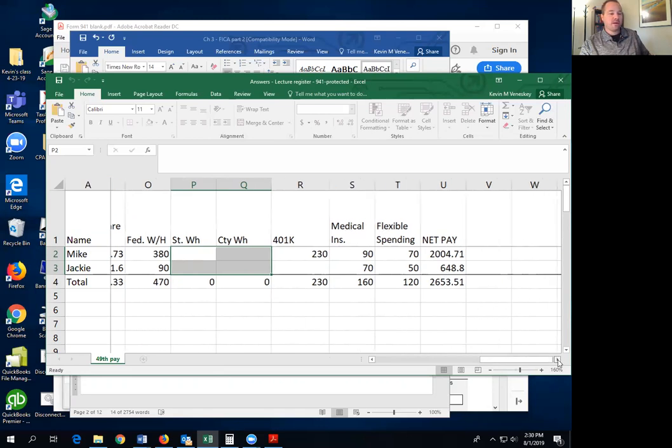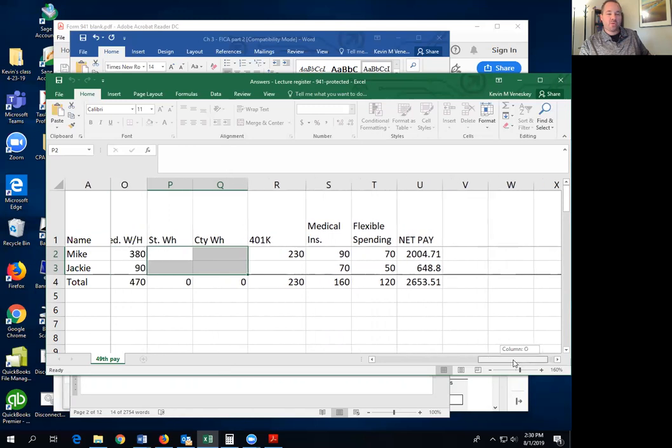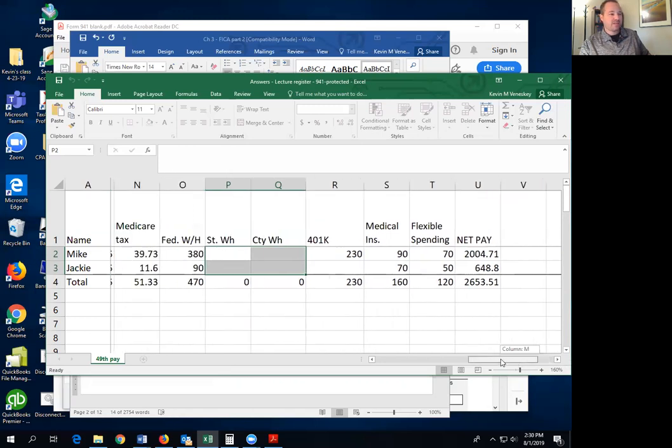In your register, you'll also have some items out here, the FUTA and the SUTA. We're not going to worry about those until we get to week 6. So those you can just leave blank for now.